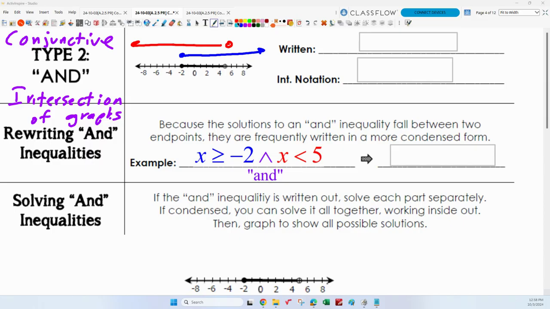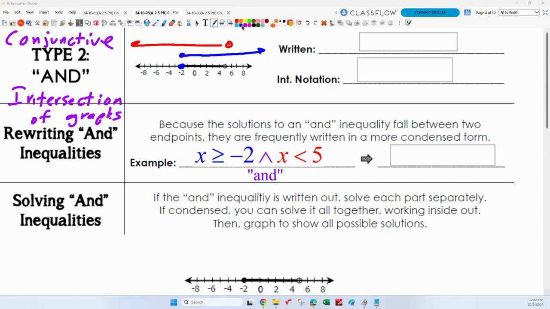So we're only looking for the overlapping parts of the graphs where they're both graphed at the same time. Where would that be? Where's the intersection of the red and the blue where they overlap? How would you describe that? Where is that? Okay, -2 up to 5. Yeah, exactly. Okay, so it looks like this.